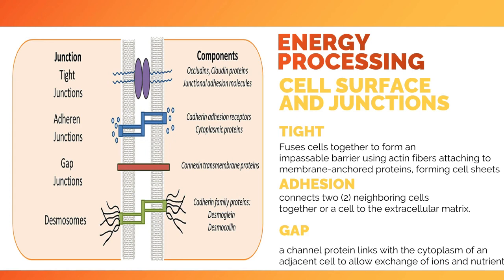For the tight, it fuses cells together to form an impassable barrier using actin fibers attaching to membrane-anchored protein, forming cell sheets. We have here what we call adhesion. It connects two neighboring cells together or a cell to the extracellular matrix. And lastly, we have the gap, which is a channel protein that links with the cytoplasm of an adjacent cell to allow exchange of ions and nutrients.